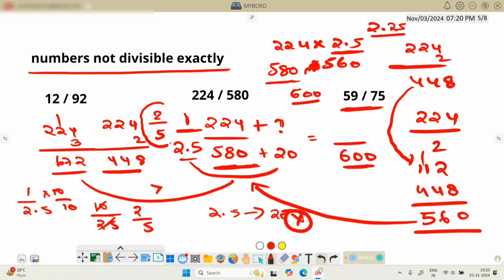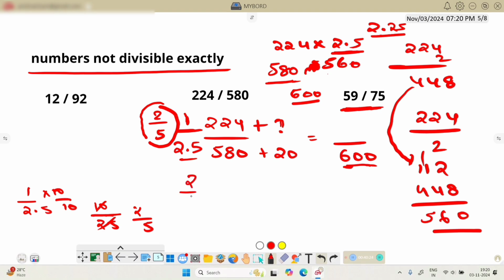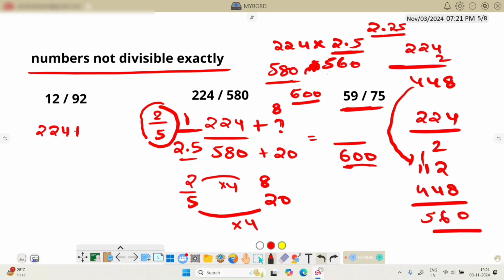Okay, so for 2 by 5 parts, you are getting 20 here. Okay, so if you multiply with 4, you will get 20. So here also you just multiply with 4, you will get the answer 8. So this 8 you just add here. Okay, 224 plus 8 by 600. That means 224 plus 8 will give you the answer 232. 232 by 600. Now you just simply cancel out with 6.